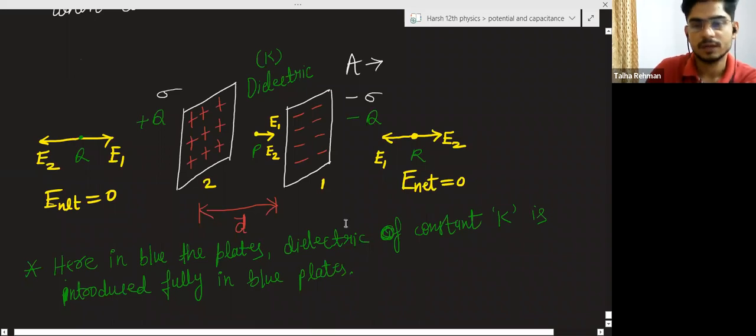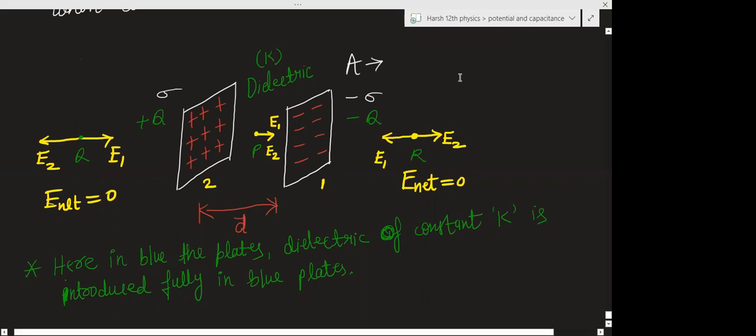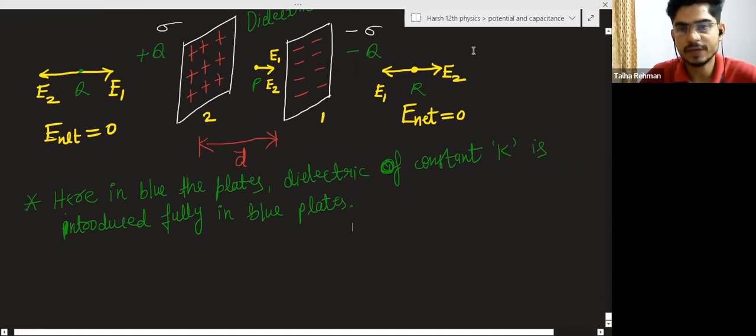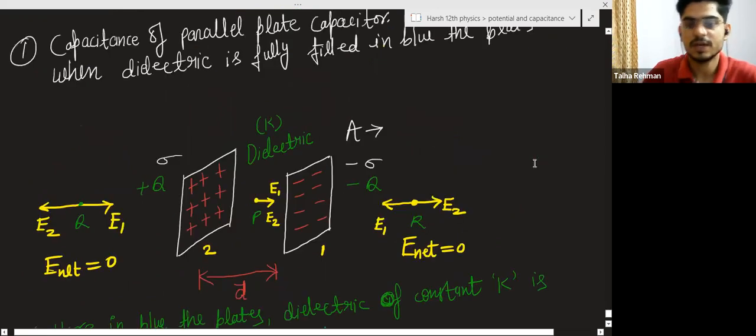Okay. Now, when we place the dielectric here, what will happen? Nothing will change. Net electric field again will be equal to 0. Here also the net electric field will be 0. But only the values of electric field will change.